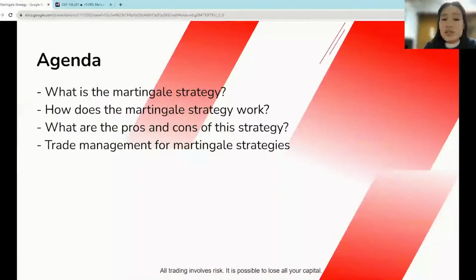Okay, so here's our agenda for today. We'll go through a brief intro on what exactly the martingale strategy is, and then how it works, the pros and the cons of the strategy, and some trade management if you intend to use martingale. Okay, so let's get started.